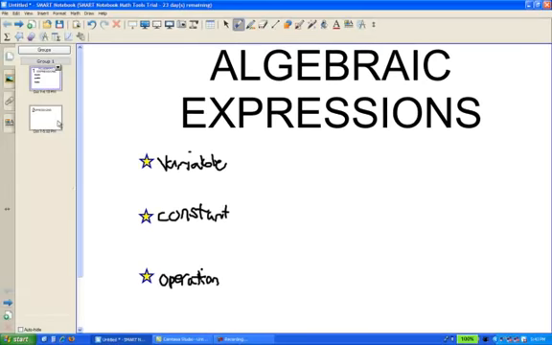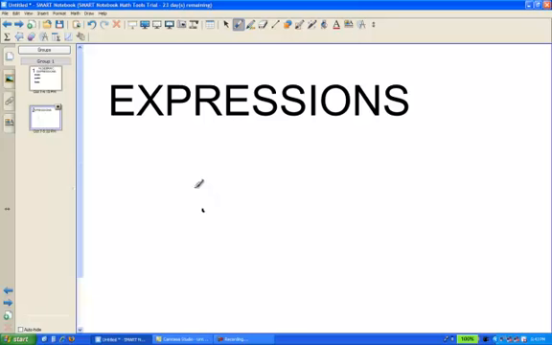So to recap, we got three things: a variable, a constant, and an operation. So if we're looking at an algebraic expression, we could say 6 plus a. Very basic algebraic expression. We have a constant, that's 6. It's just a number, that's all it is. A plus sign, the operation, and a, which is our variable in this case.